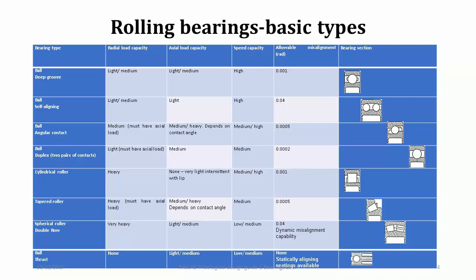So here is a chart of basic types of rolling bearings. I'm afraid it's a little bit difficult to read because there's a lot of information in it, but you can see that there is a comparison of the radial, axial load capacities, the speed capability, and how much misalignment each type of bearing will accept, and there are diagrams on the right to illustrate each description. I won't dwell on those, you can go back to those at a later stage.